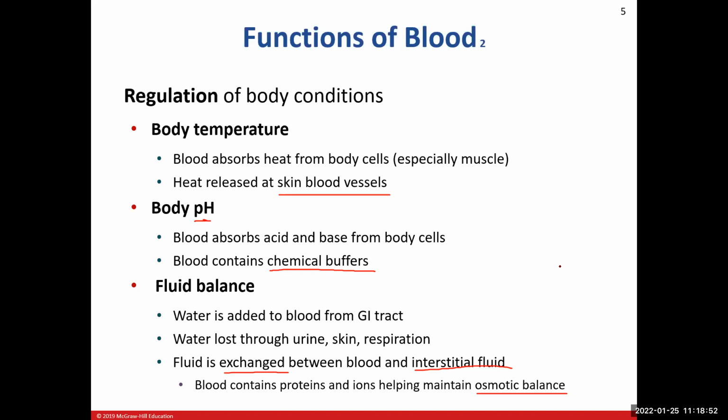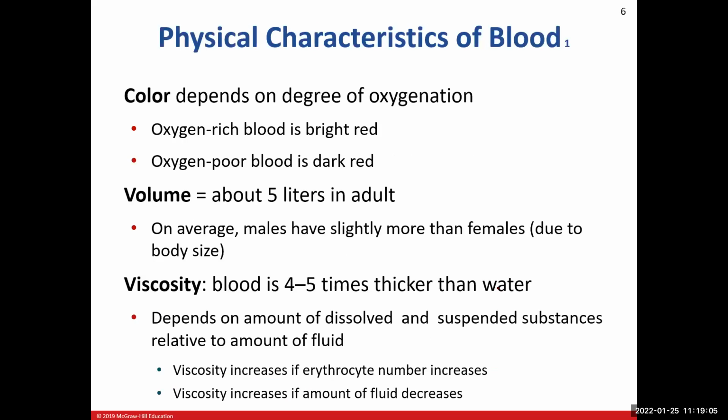So certain proteins that are going to be found in our blood, and we'll talk about it, like albumin, and certain ions, I just mentioned one, sodium, are going to help influence the movement of water in and out of the blood. All right, so let's take a peek at blood.